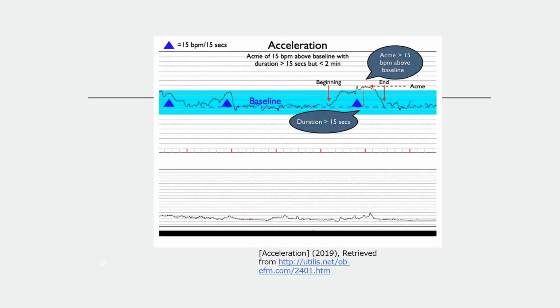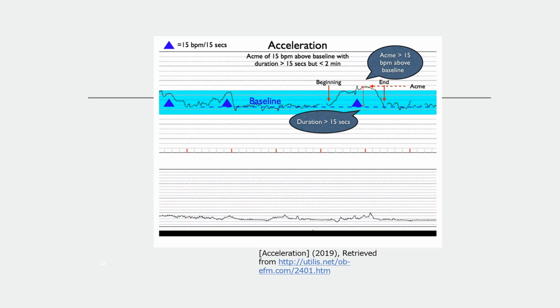Okay, here's just showing you pictures of accelerations. Now, a point to make. Accelerations can go over 160, okay? Remember we talked a few minutes ago about normal baseline, 110 to 160. Well, what if it goes up to 180, okay? How do you know it's an acceleration, or is it fetal tachycardia?